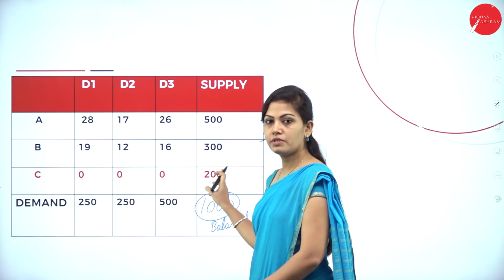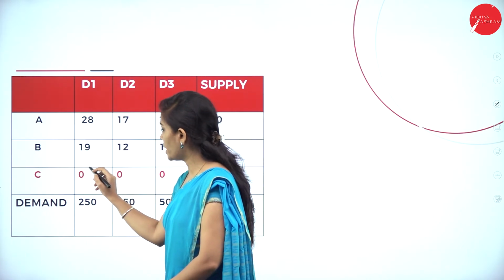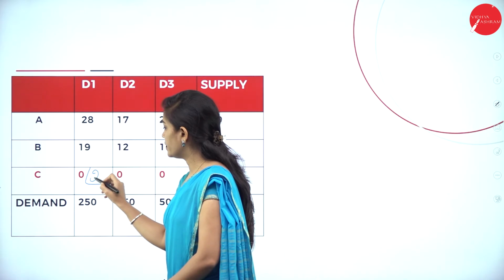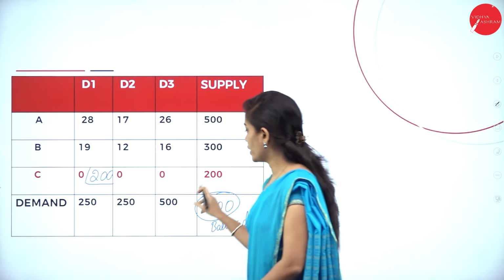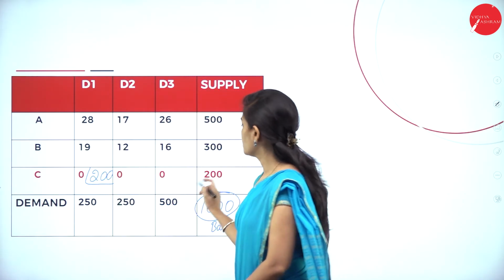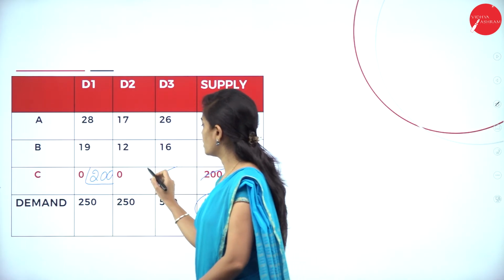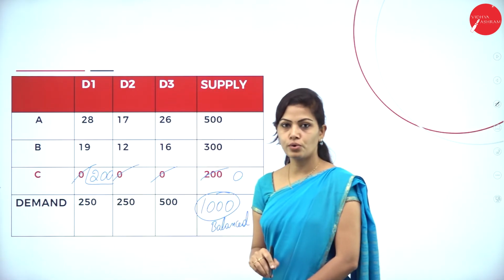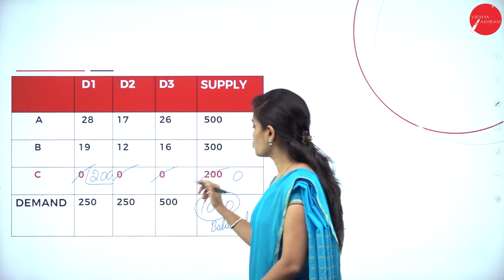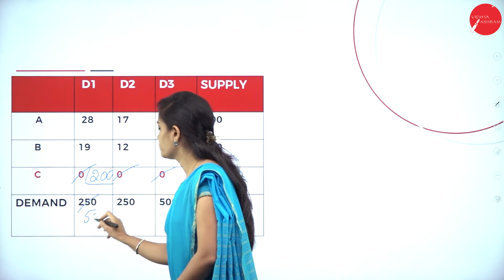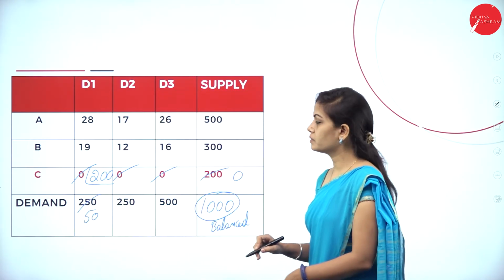Just cross verify with supply value and demand value. Supply value is lesser than demand value. So, I will allocate 200 rupees to this cell. So, it will become 0. I can cancel this entire row. 250 minus 200 is 50. I have 50 rupees in demand.